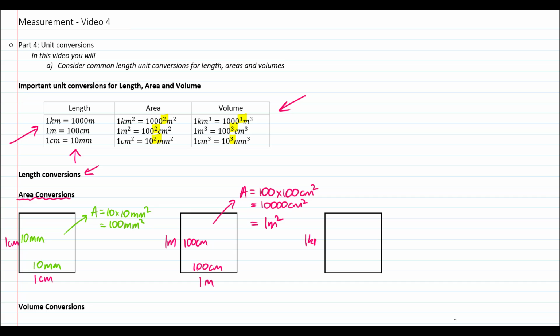And equally, 1 kilometre squared, or 1 kilometre by 1 kilometre, is 1,000 metres by 1,000 metres. And so we get that the area is equal to 1,000 times 1,000, and that, of course, is equal to 1 million metres squared, and this is 1 kilometre squared. So you can see here that 100 millimetres squared is equal to 1 centimetre squared. 10,000 centimetres squared is equal to 1 metre squared, and 1 million metres squared is equal to 1 kilometre squared. And you can combine those together as you need. So that's the area conversions.